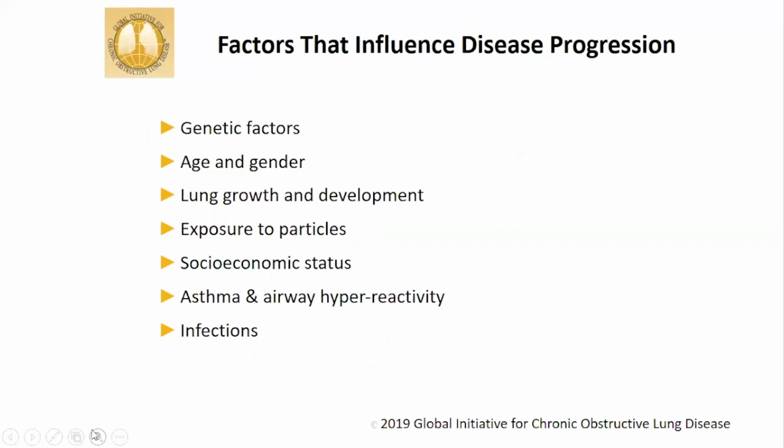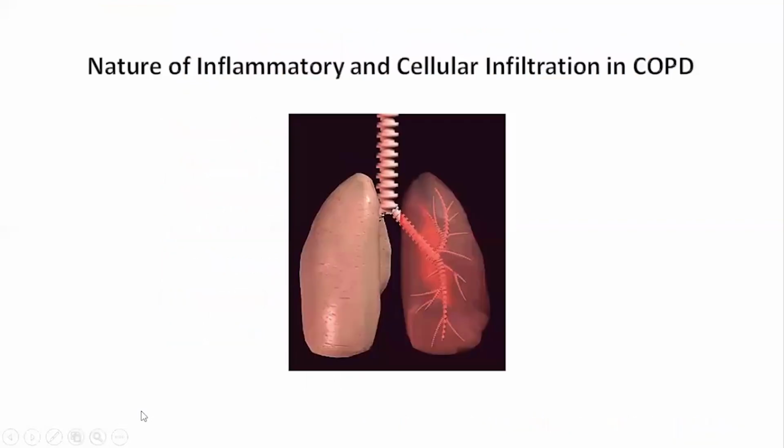In the definition, we say that the disease is progressive. Once you have the disease, especially for those having moderate to severe disease, there is no turning back. The disease will progress. And there are certain factors that can influence the progression, like existence of genetic factors, lung growth development, exposure to particles, airway hyperactivity, and infections.